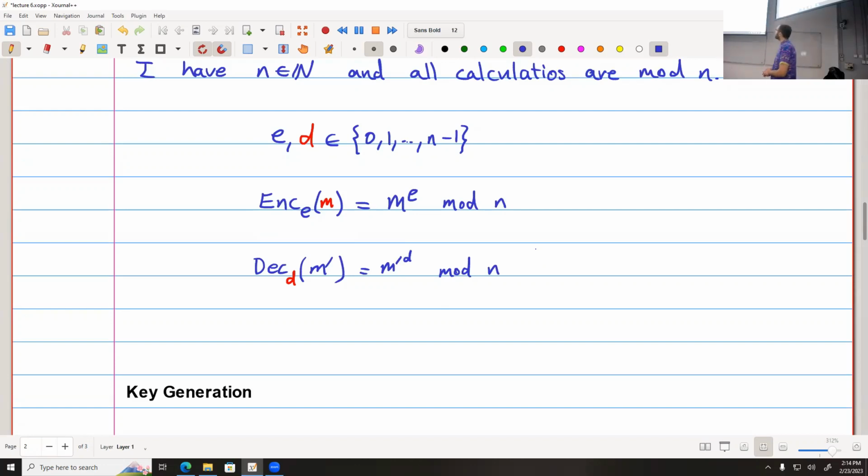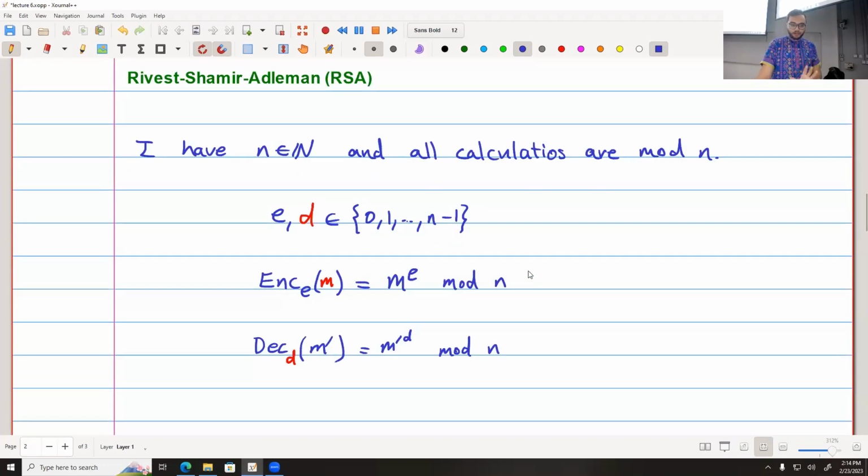Okay, so this is my wish list. I'd like to have a very simple encryption and decryption algorithm. I basically want to say, whenever you want to encrypt something, raise it to the power of the encryption key. Whenever you want to decrypt it, raise it to the power of the decryption key. Right? Okay, so this is what I want to do.